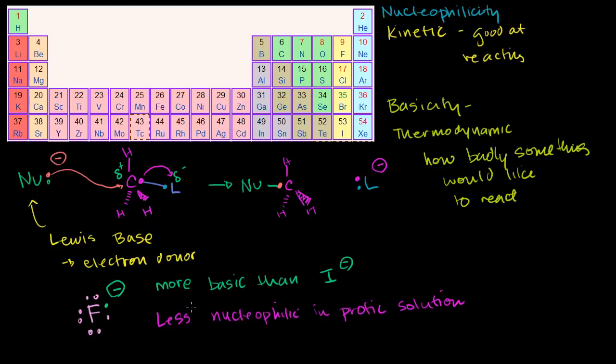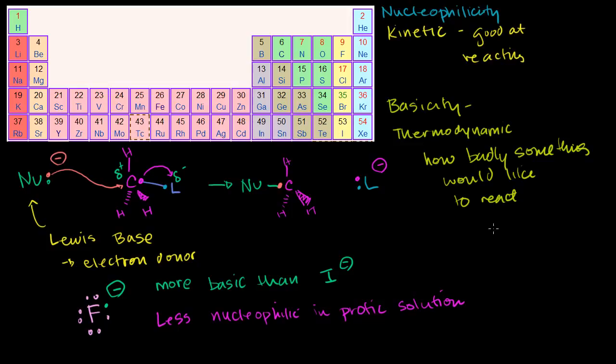And the reason why, fluoride wants to bond with, let's say, a carbon or something else, or maybe even a hydrogen proton, more badly than an iodide anion. And if it did, it will be a stronger bond than the iodide anion will form. The fluoride anion is actually less stable in this form than the iodide is. If it were able to get a proton or give its electron away, it would be happier, but it's less nucleophilic. It's less good at reacting in a protic solution.